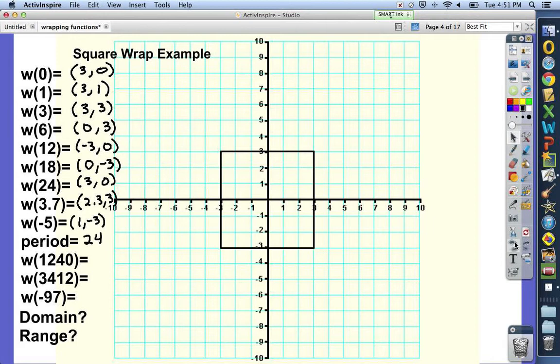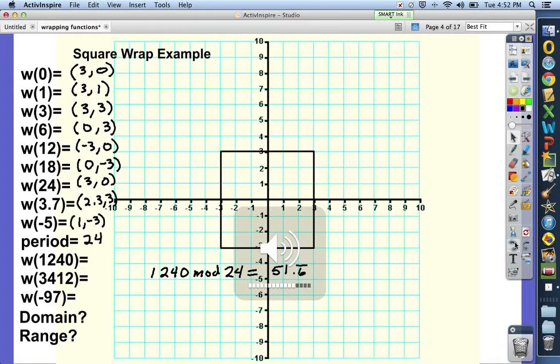Why is that helpful? Well, the next problem asks for a wrap of 1,240. Well, that's quite a big wrap. But we can make it a lot easier if we think about doing this as a mod function. So 1,240 mod 24, the dividing out by 24 will take care of all the whole number times around this object. So when you divide 1240 by 24, you get 51.6 repeating.